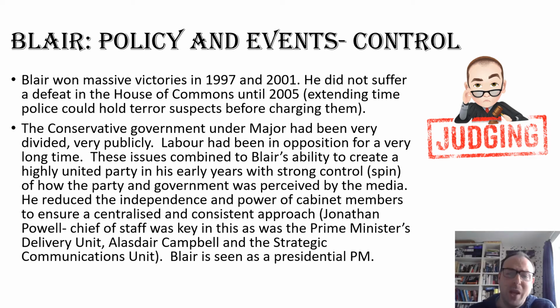Now, the Conservative government under Major had been very much divided again over Europe, and this had been very public, and there had been scandals, all very badly handled, and so they were seen as a highly divided and toxic group. Labour had been in opposition for a very, very long time, and these circumstances combined to give Blair the ability to create a highly united party in his early years, one with strong control, often referred to as spin, in terms of how the party and government was perceived and presented itself to the media, where everybody essentially toed the party line. And what Blair did is he reduced the independent power of cabinet members.